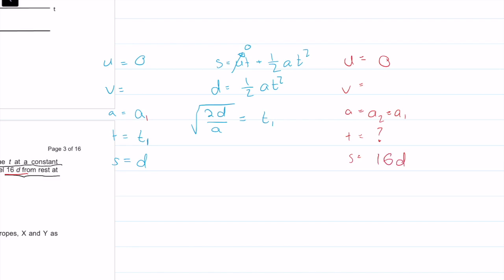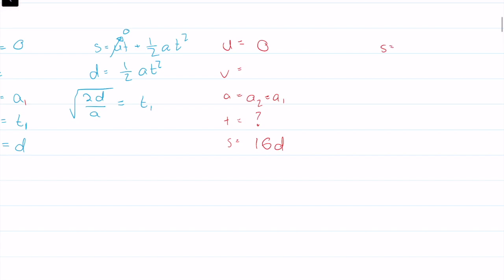So now we use the same formula. We can say that s equals ut plus a half at squared. That term goes to 0 once again. So what we have is 16d is equal to a half a, let's call this t2, t2 squared. Solving for t2, we have the square root of 32d over a is equal to t2.